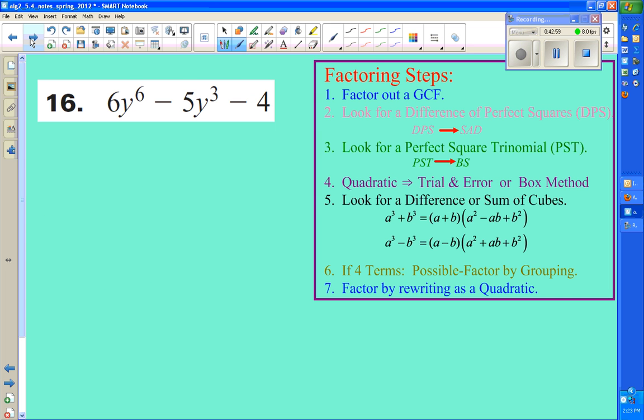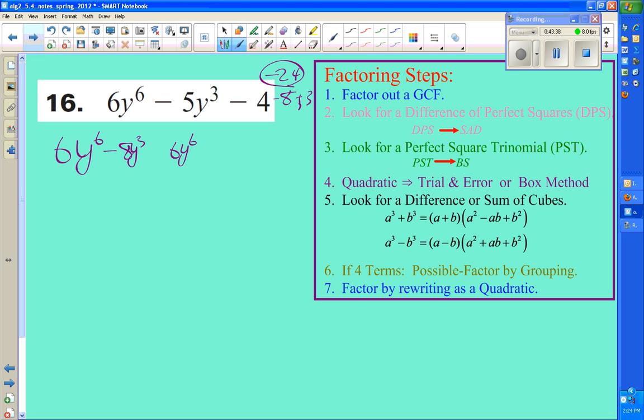So if you have something like this, again, some people will panic, but 6 times negative 4 is negative 24. Factors of 24 that subtract to 5. 8 and 3. Who's positive, who's negative? Negative 3, positive 8. Negative 8, positive 3. You said the other way around. So it'll be 6y to the 6th minus 8y cubed and 6y to the 6th minus 6.